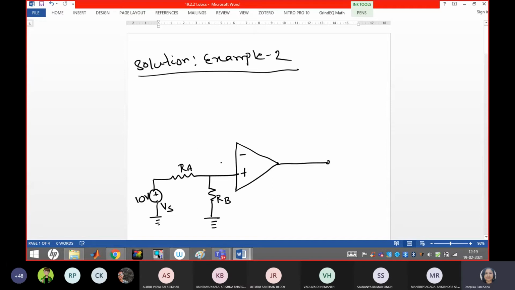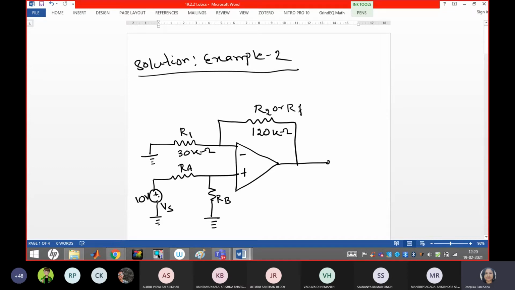Then what is the R1 and R2 value provided? 30 kilo ohm and 120 kilo ohm. So this is R2 or RF, right? Now in the form of R2 it is given, so 120 kilo ohm, and this is R1 or Rin as 30 kilo ohm. So guys, check your question. Is it so? In this way we have to draw the circuit.